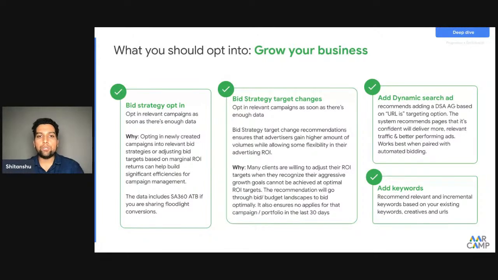Also, you can choose to opt into bid strategy target changes. Now, if you have any campaign that is currently utilizing target CPA or target ROAS, in those campaigns, if there is an opportunity of changing the target by a slight margin, and that can result in getting additional conversions or additional conversion value, the system will do that on your behalf. The system will change your tCPA or tROAS depending on the campaign, and that adjustment can generate additional conversions or additional conversion value for your campaign.